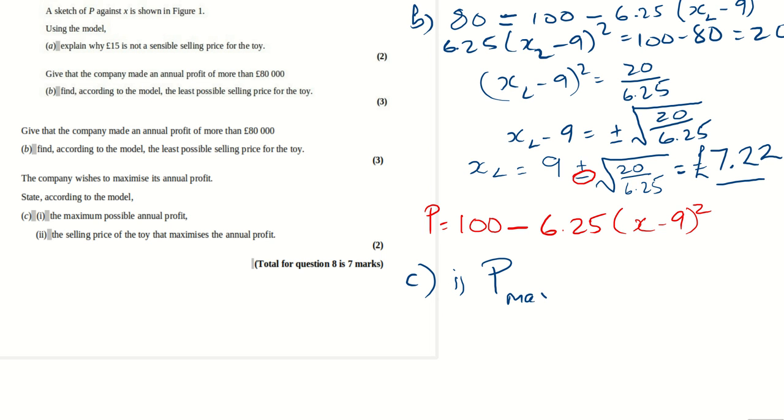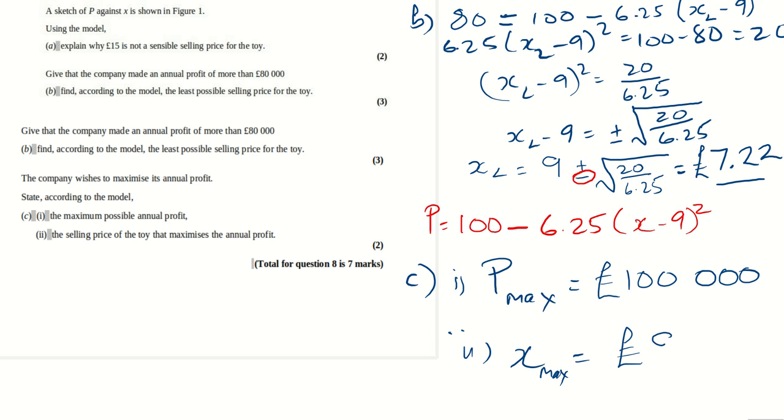Well, that means that if x is 9, this bracket's going to be 0, so we're going to be subtracting nothing away from 100, which is going to give us our maximum possible profit. So P max equals 100, but don't forget it's in thousands, so it's £100,000 as the maximum profit. And part 2, the selling price which maximises that profit, well, that's going to be when x is 9, because it's going to cause this bracket to go to 0. So the x which maximises the profit is going to be £9.